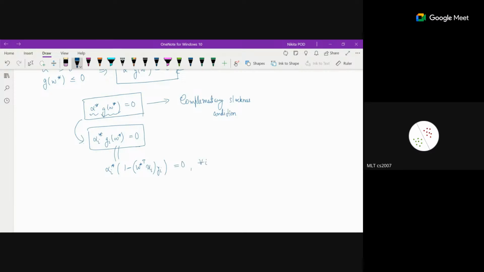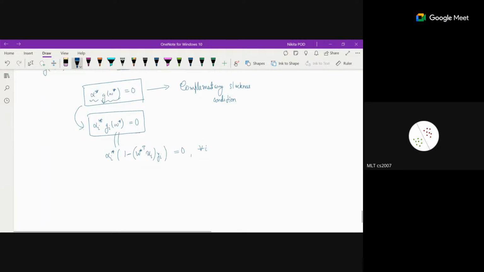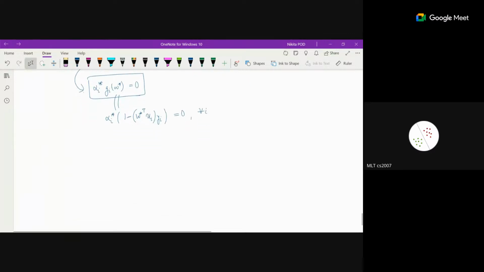This is what we can write. Now, since we want to find such xi's which are contributing towards my W star, we will have to take alpha i star to be greater than or equal to 0. So let's say that my i star is greater than 0. Then if alpha i star is positive, and I'm saying that this whole term is equal to 0, then the other term will have to be equal to 0. This is from the complementary slackness condition.